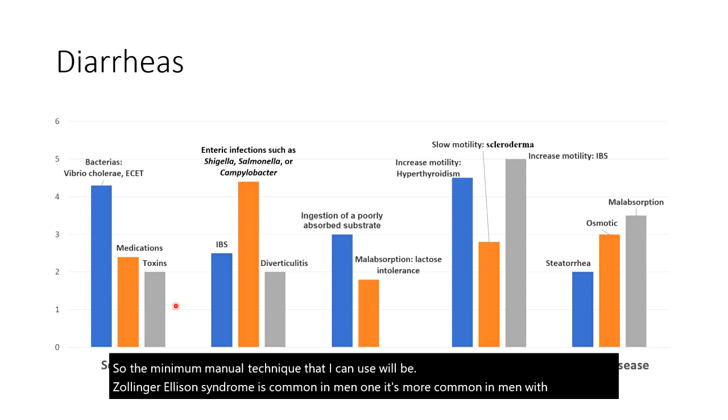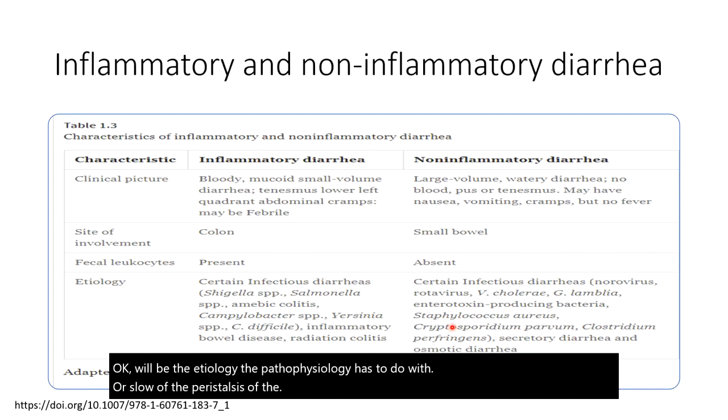Motility disorders like scleroderma, or any tumor, will reduce the motility of the intestine, or increase motility like in hyperthyroidism or in IBS. That will be the etiology. The pathophysiology has to do with an increment or slowing of the peristalsis of the intestinal musculature. We also can divide diarrhea in inflammatory and non-inflammatory.